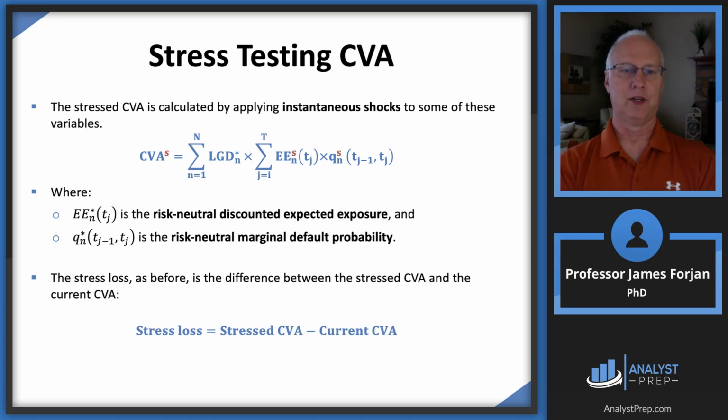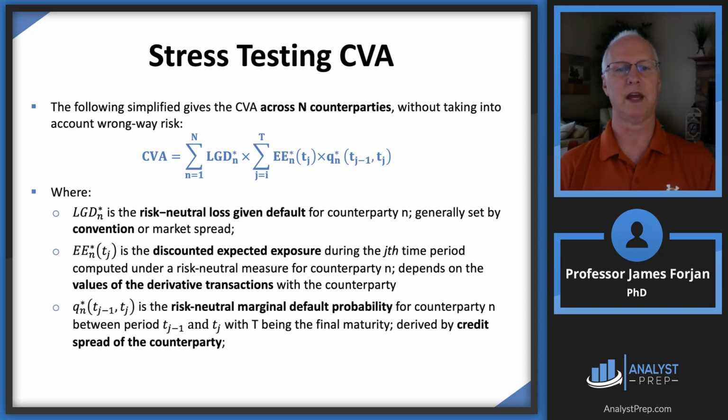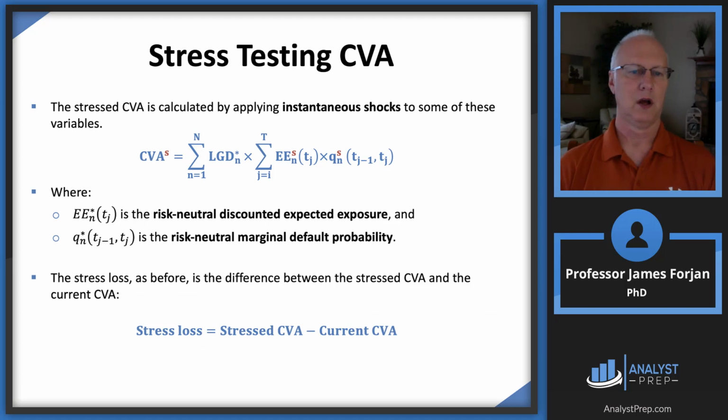And then, of course, to get the stressed credit value adjustment, we're going to change some of those inputs. So we're going to change that to a stressed risk neutral discounted expected exposure and a stressed risk neutral marginal default probability. And the difference between those two, and let me just go back here, the difference between that CVA and that CVA that is stressed is going to be that stress loss.